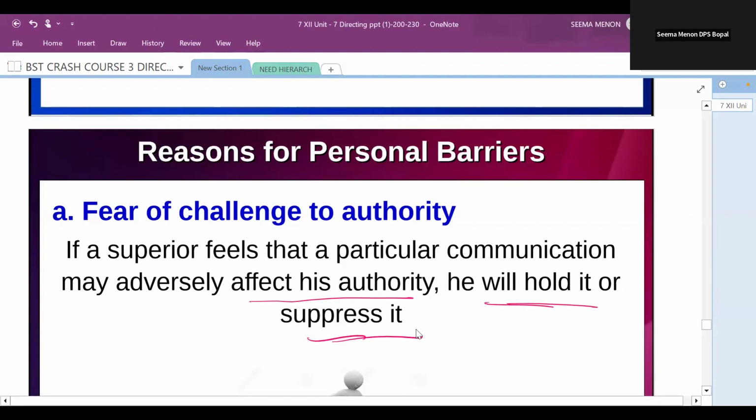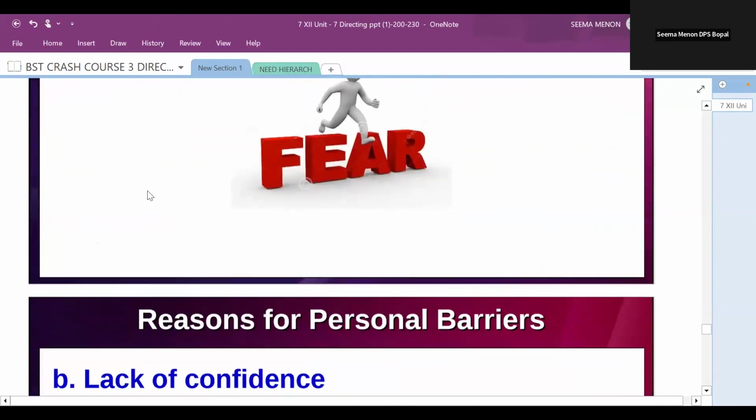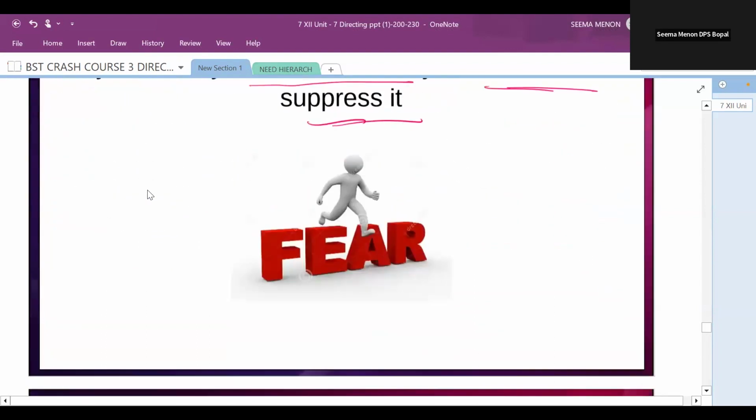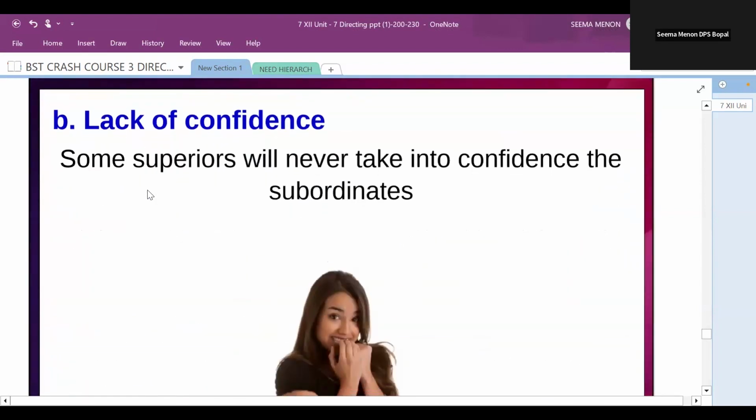These, the section heads, etc. Section head means there are various sections in the organization, production department, sales department, finance department. So what they will do, they will not pass that from that particular department to the top level. They will hold it or they will suppress it. Main reason is fear of challenge to authority. Next one is lack of confidence. That is one of the other important aspects.